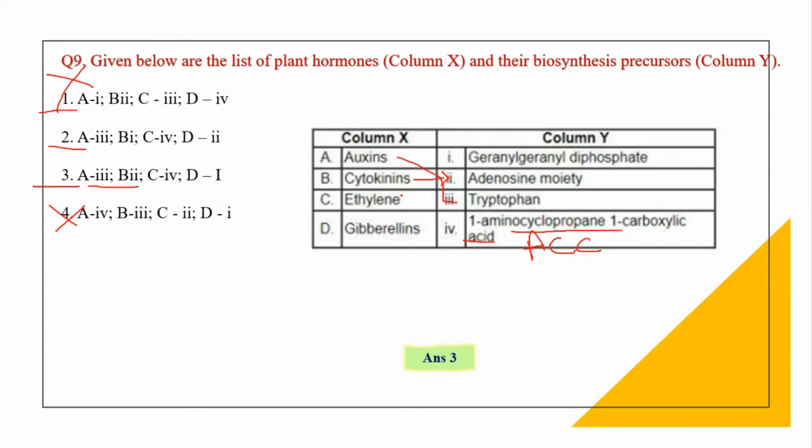Then ethylene, as I told you, this is an immediate precursor. Gibberellins, they can be derived from your terpenes. From terpenes, we can get geranyl diphosphate. So you can consider this also as a precursor. Okay. So that is how you can get to the answer for this question. Not difficult, but yes, you have to think a bit to get to a conclusion. Okay. Moving on to our next question.